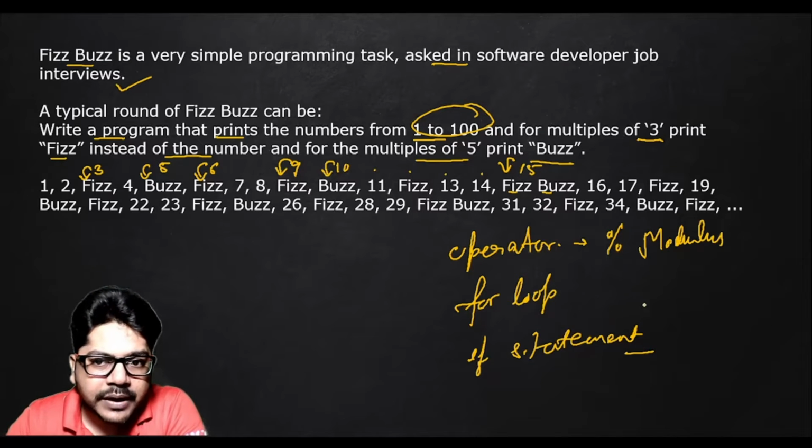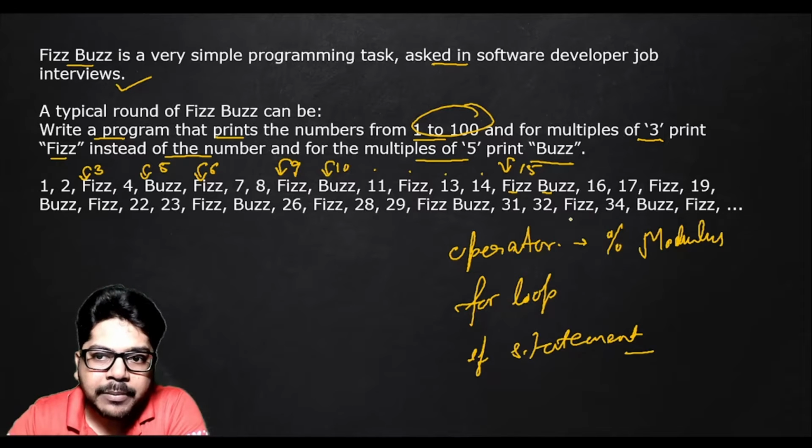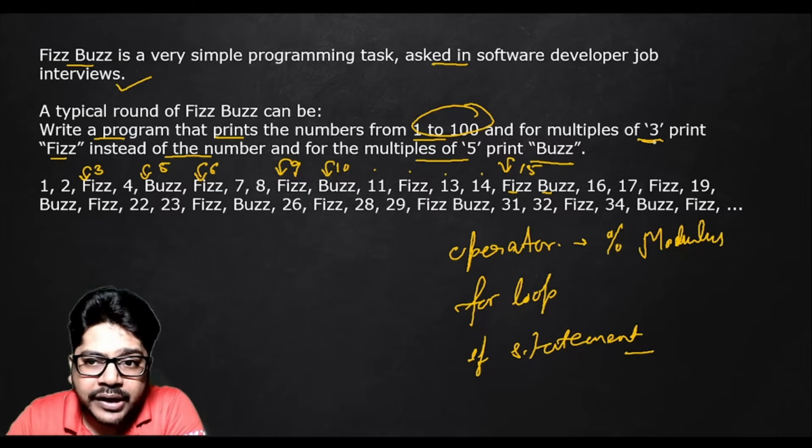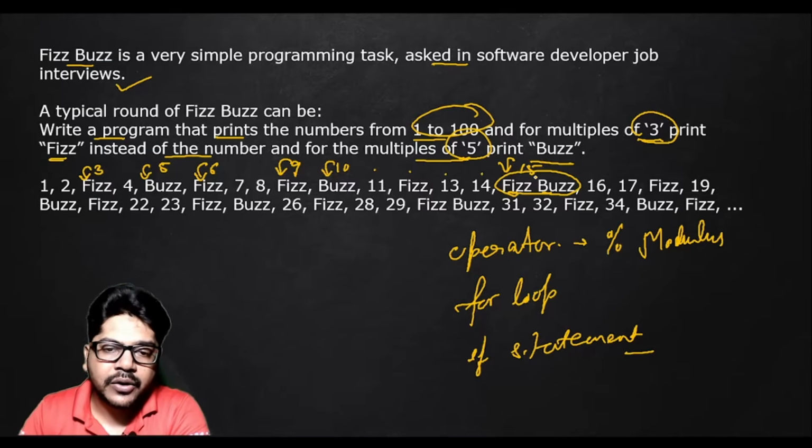Most of the time what happens is that you go with the line: multiple of 3 print Fizz, multiple of 5 print Buzz, and for the other you have to print Fizz Buzz. So what you do is that you write code something like that.